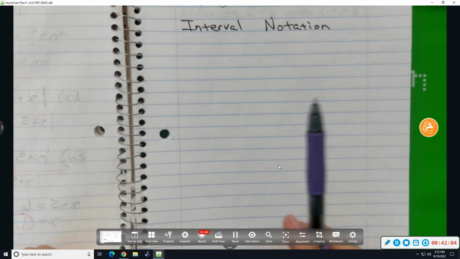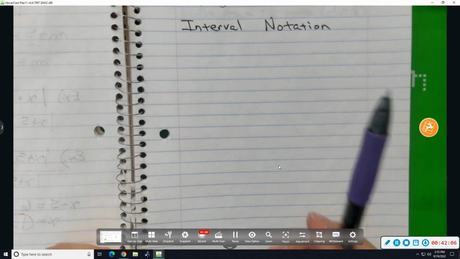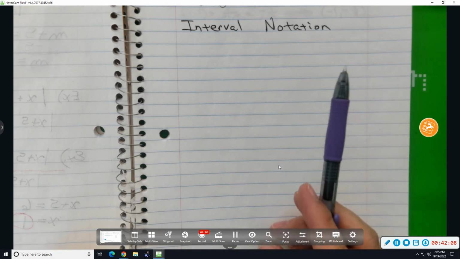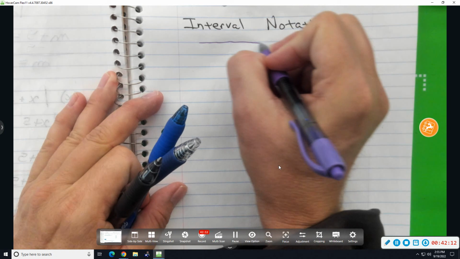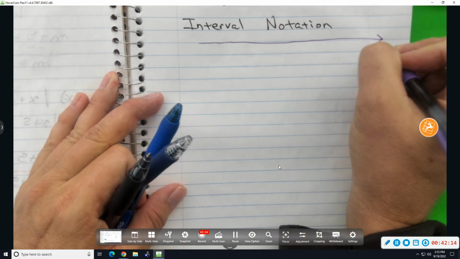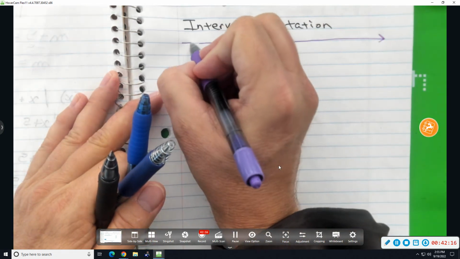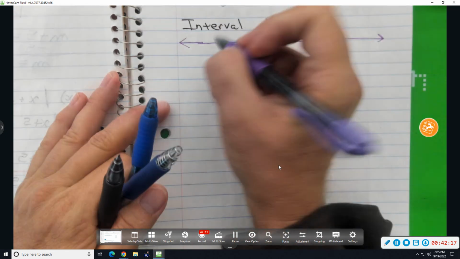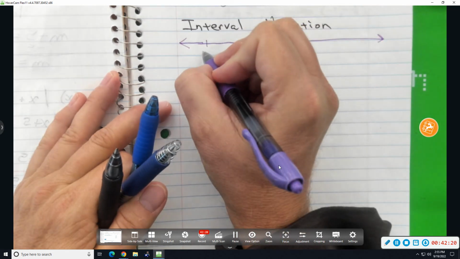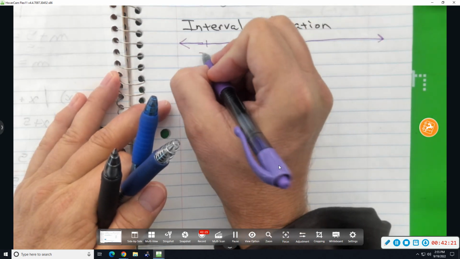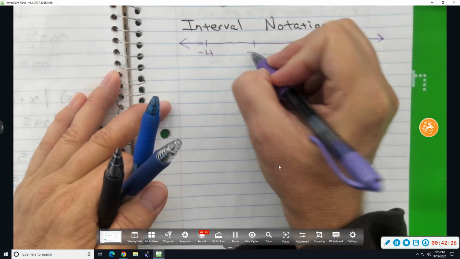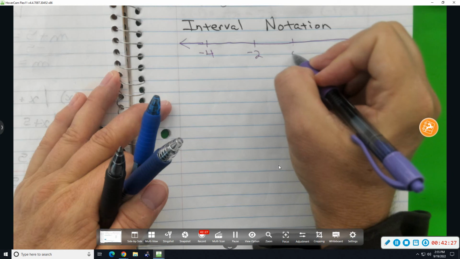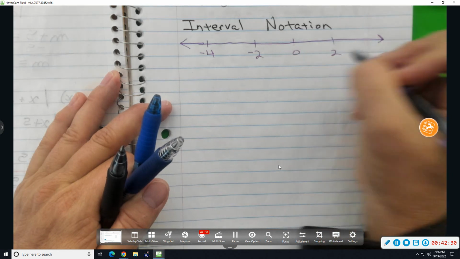Interval notation is a means of expressing intervals on a real number line. So I'm going to draw a number line, and I'm going to put some numbers on that number line. Remember, the negative numbers are to the left of 0, positive numbers are to the right.